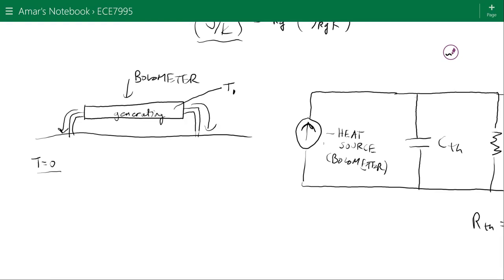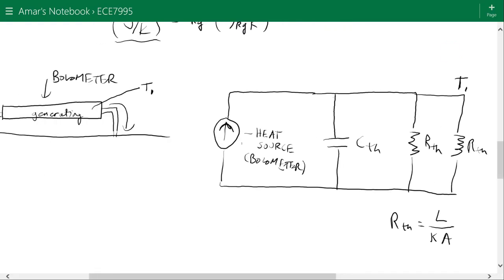So this is how we model the circuit domain. We have a temperature at this node, so T1, similar to how we have voltage across a capacitor. Now, we can charge or discharge this capacitor, and in the thermal domain, what that means is we can heat up or cool down the object.